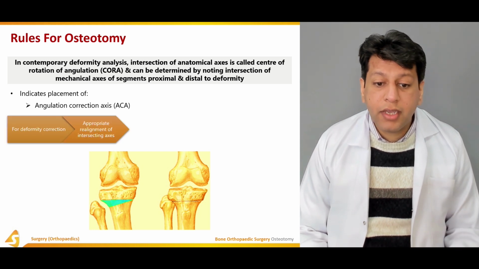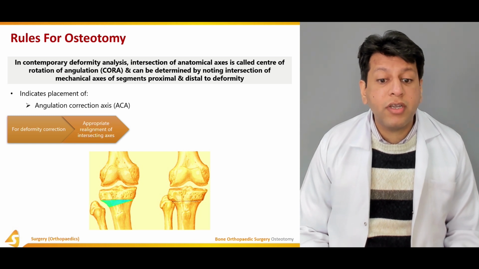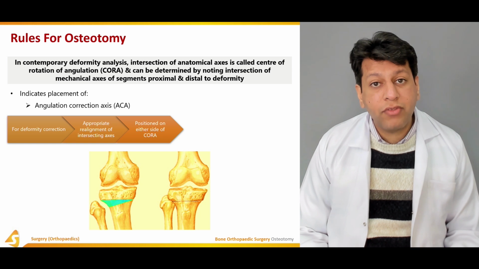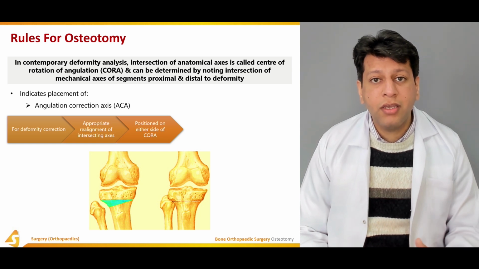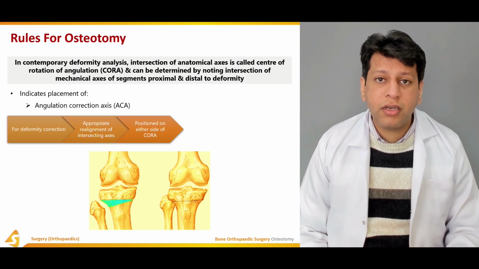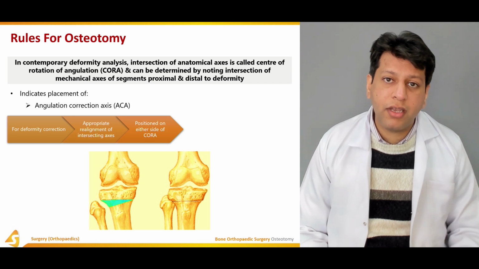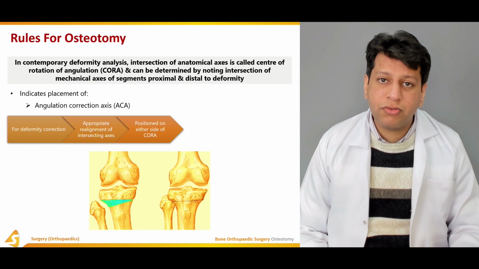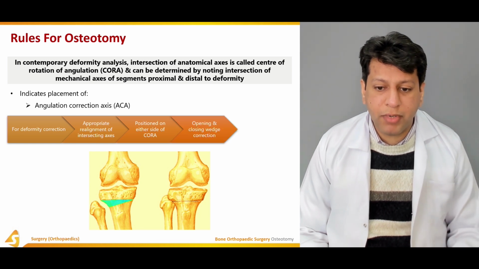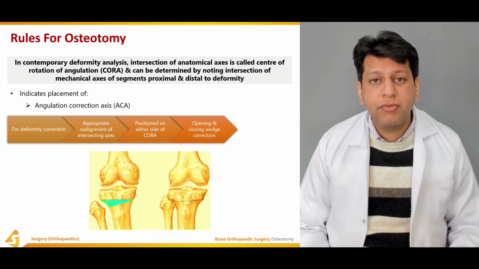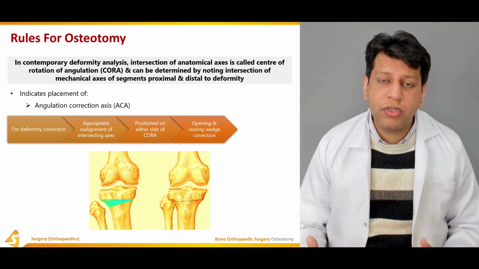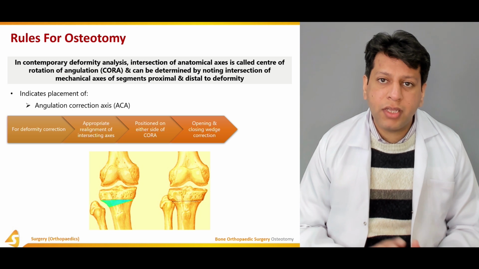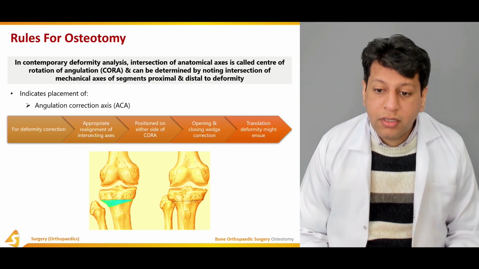For deformity correction, appropriate realignment of the intersection axis is important, with position on either side of the CORA. Now, if there is a deformity, the intersection could occur above, below, or at the level of the deformity. But usually at the level of deformity is highly rare, so it's either above or below the level of deformity. That determines whether we have to perform an opening wedge or a closing wedge, so that we correct the deformity in the opposite direction.